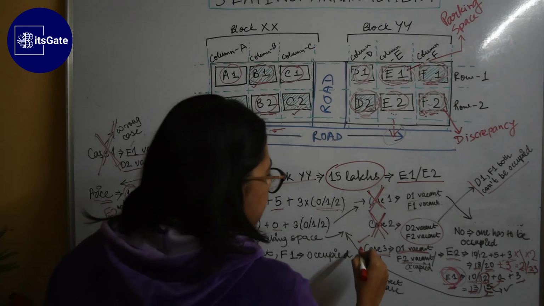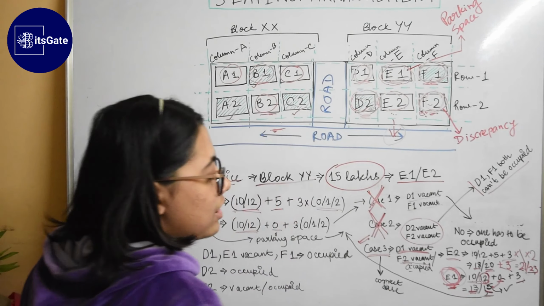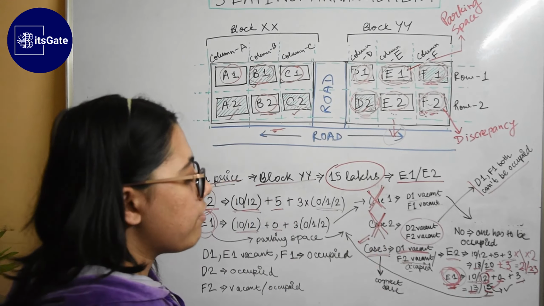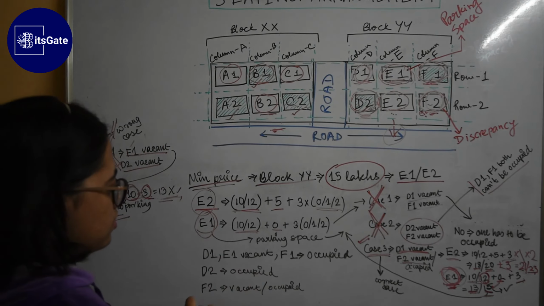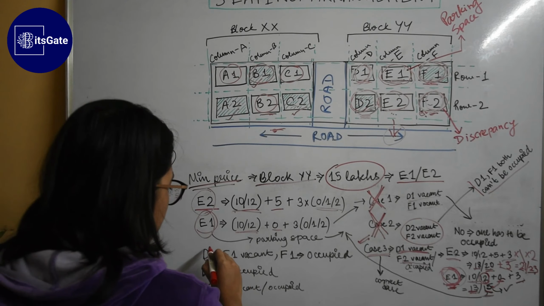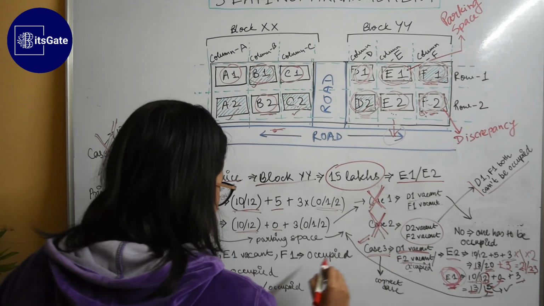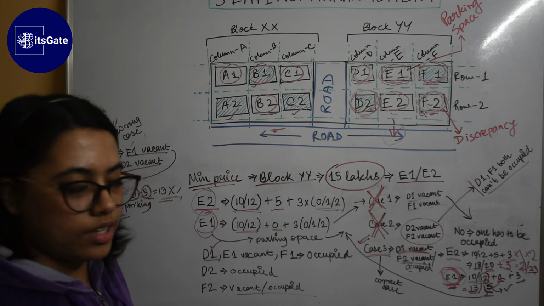So we can see only case 3 is the correct case, and in that also only E1 is having the parking space and E1 is having the minimum price of 15 lakhs. So now we can see from this case that D1 has to be vacant, F2 can be vacant or occupied. It doesn't make any difference.